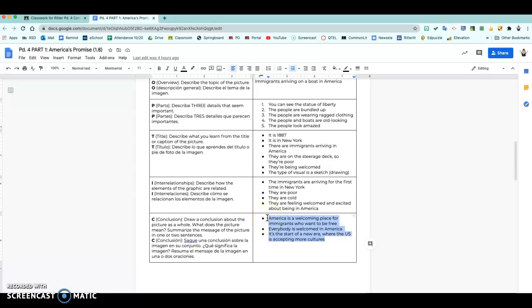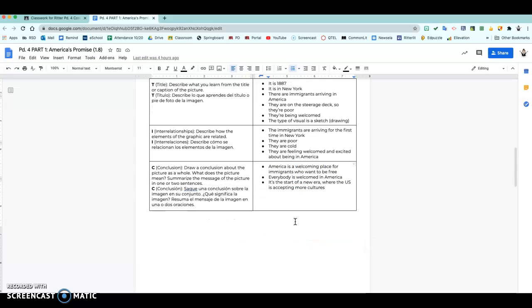America is a welcoming place for immigrants who want to be free. Everybody is welcomed in America. It's the start of a new era, and the US is accepting more cultures. So any of those would work based on the things that we listed up here in the parts and title and interrelationships. This is sort of the overarching message of the visual.